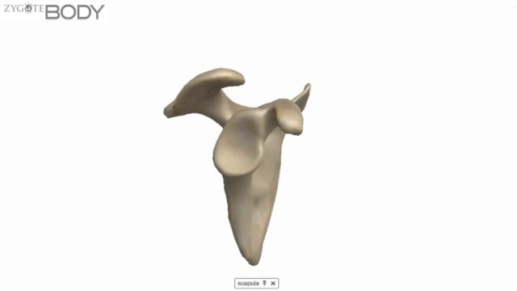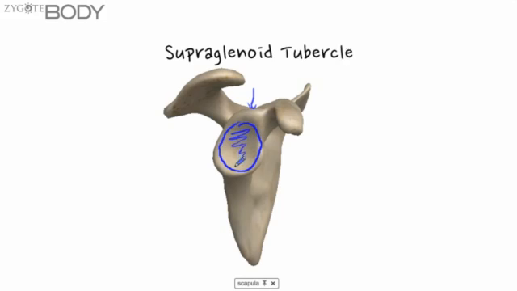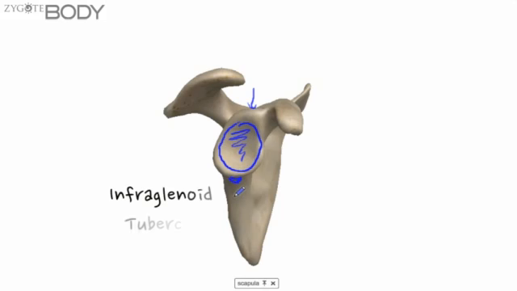Now, another important structure to know here is this cavity. This is called the glenoid cavity, and there is a tubercle here on the superior part of the glenoid cavity, and it's the supraglenoid tubercle. On the inferior side, you should find another tubercle here. This is called the infraglenoid tubercle.